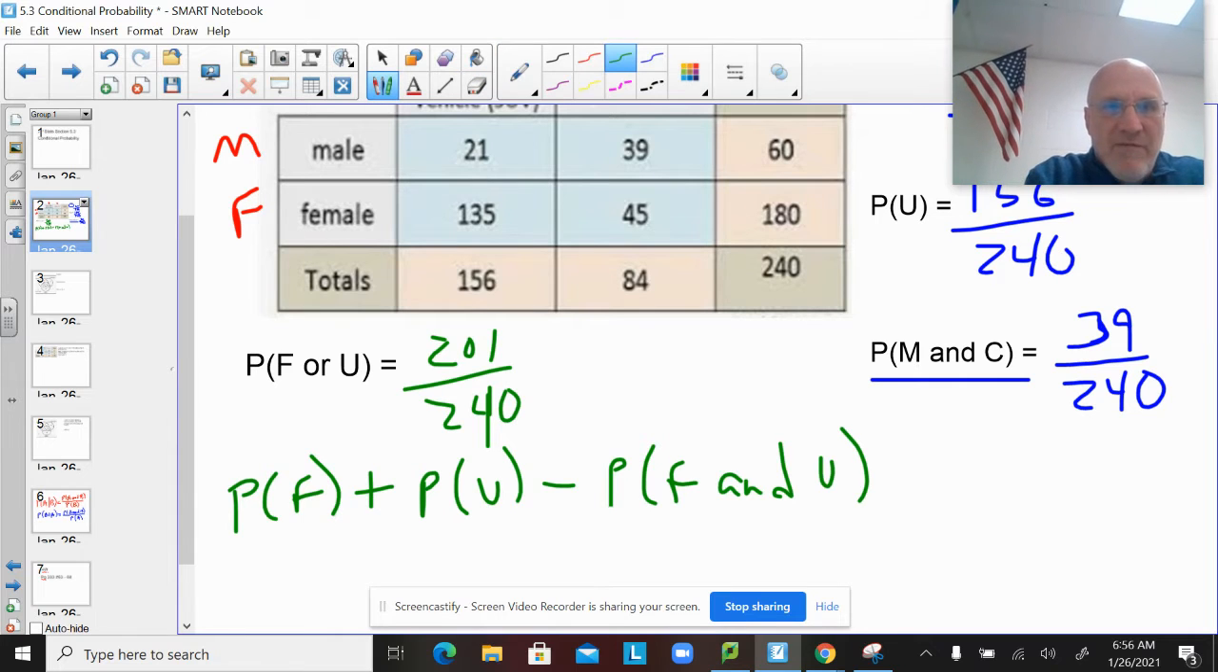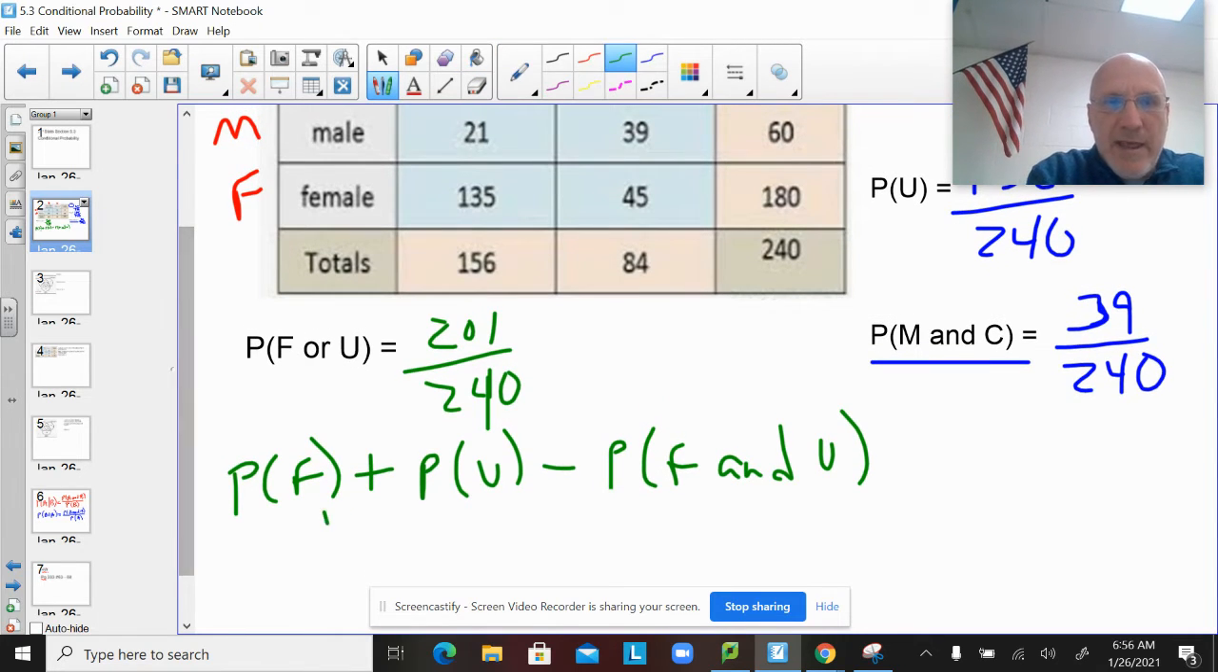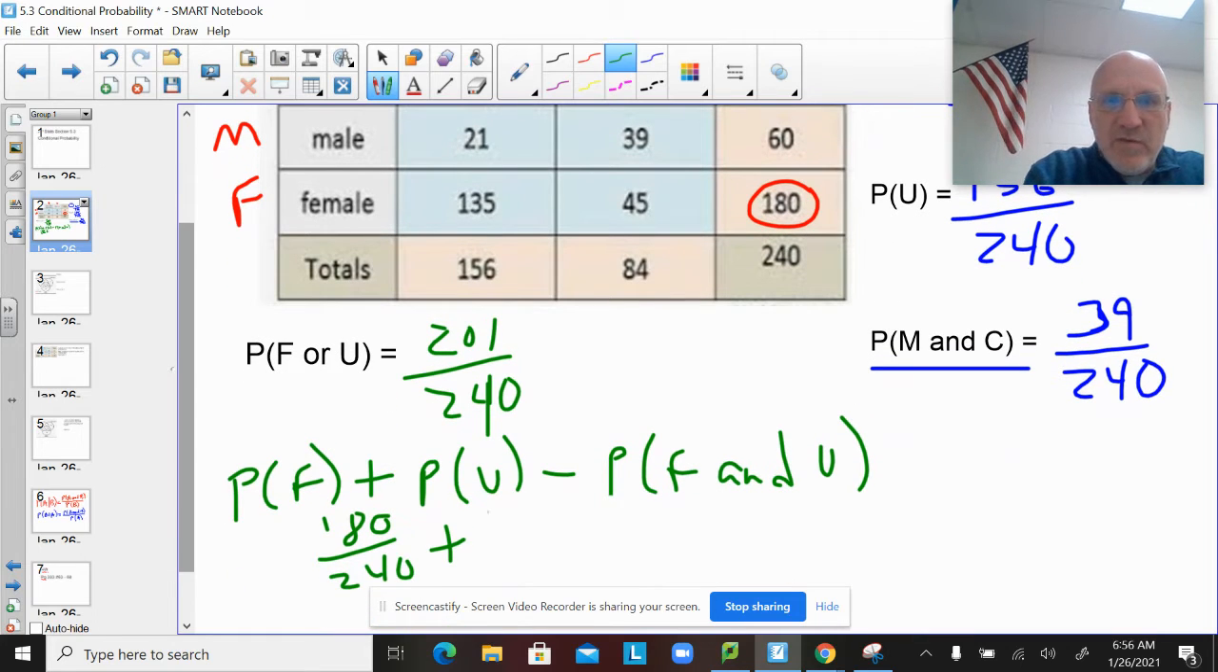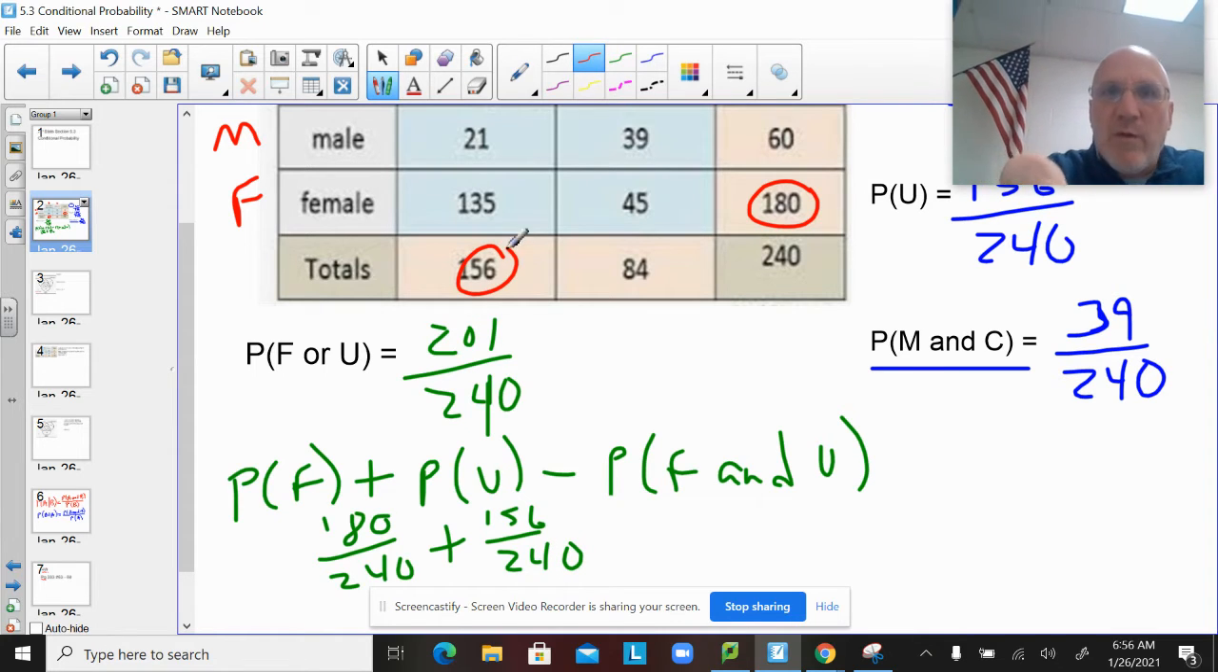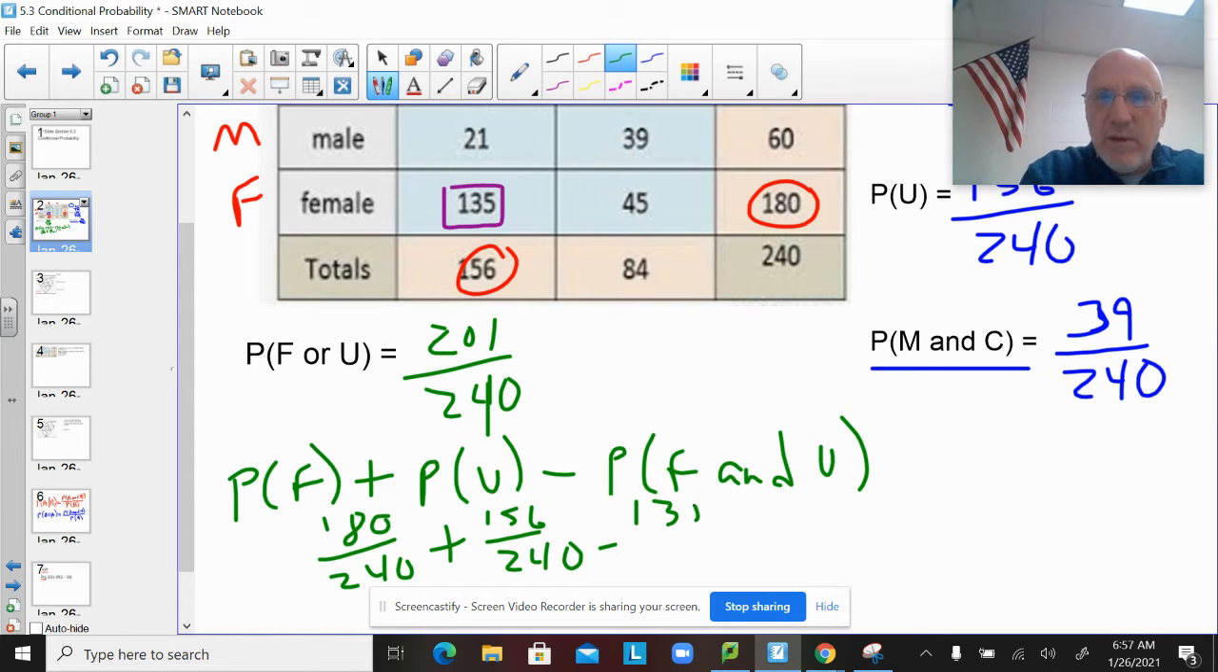So the probability of F would be 180 out of 240. And I will notice that that's that total right there. And then plus the probability of U, and that's the 156? That's 156 out of 240, which would be that total. If I were to just add those numbers, you've got to recognize that this number right here got counted twice, if all I add is the row total and the column total. So that's why I have to subtract out the overlap, which is the 135 out of 240.